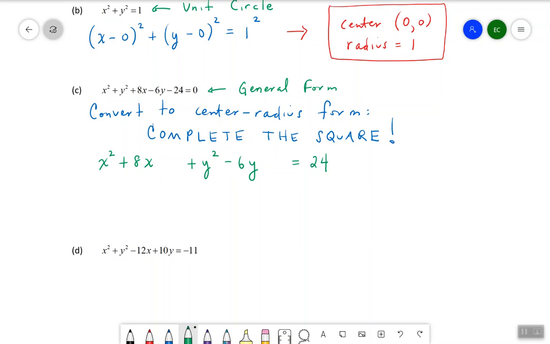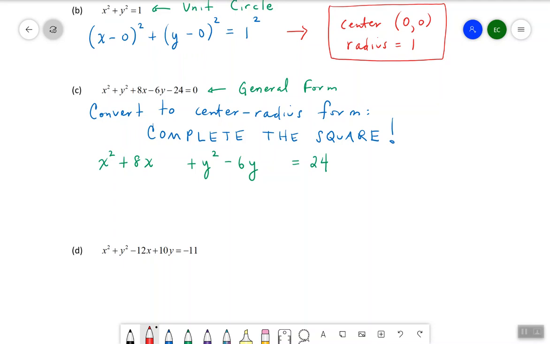So what we said in chapter 1 is that if you want to complete the square here, you've got an x squared and then an x to the first, and then we're going to add on a special number so that when we factor this thing, we get a perfect square. We get something multiplied by itself, which of course is exactly what we need for center radius form.